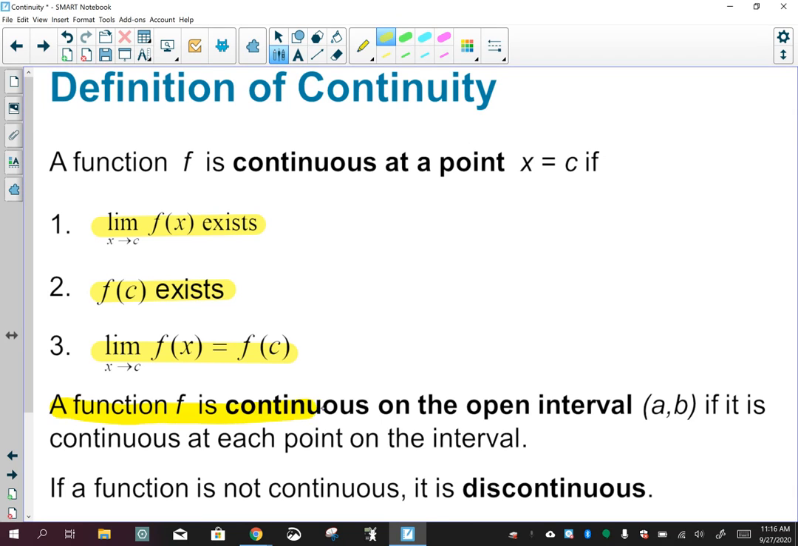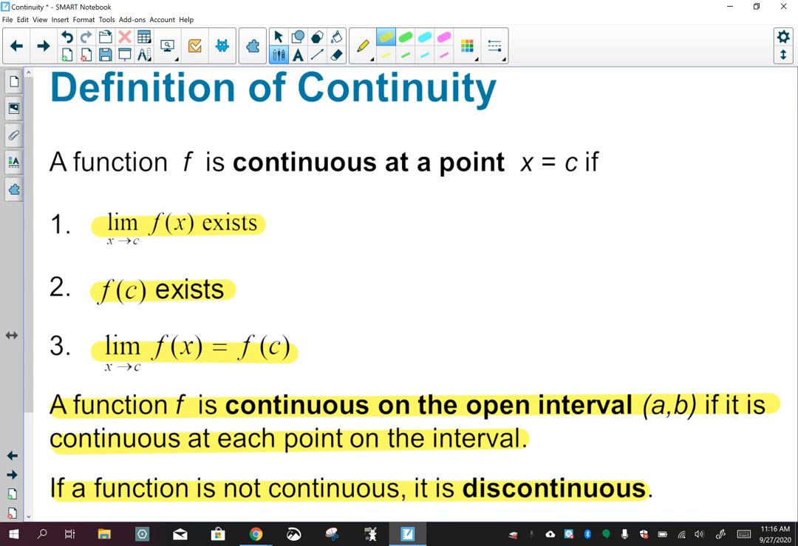A function f is continuous on the open interval if it is continuous at each point on the interval. That's basically saying there's no holes or breaks or asymptotes or anything else on the interval from a to b. If a function is not continuous, it is called discontinuous.